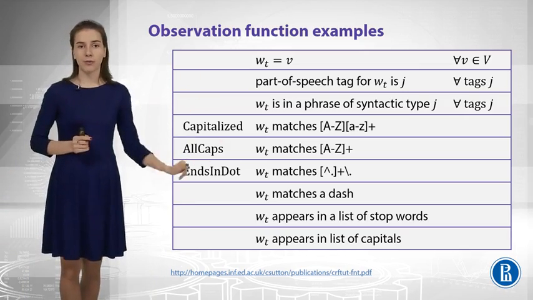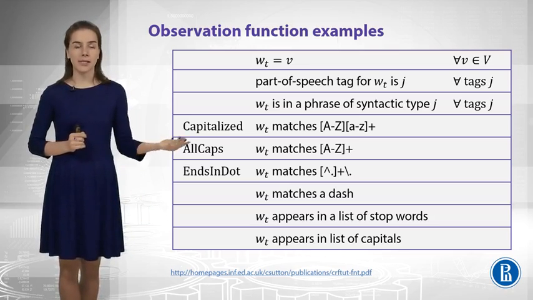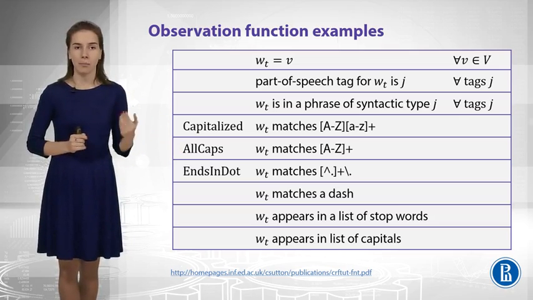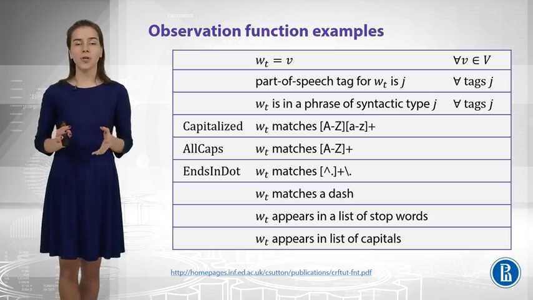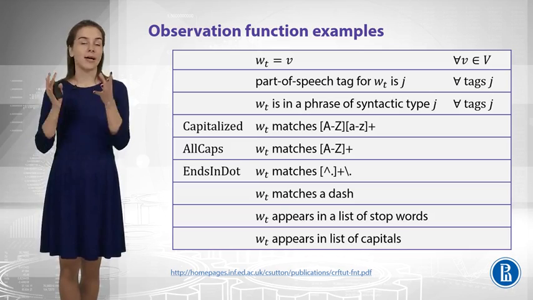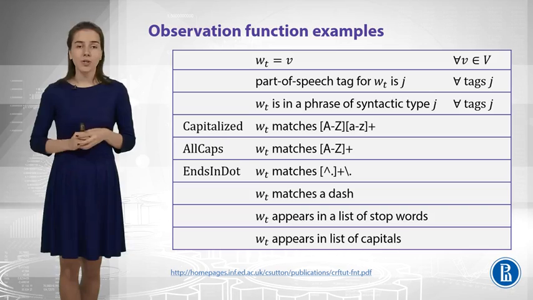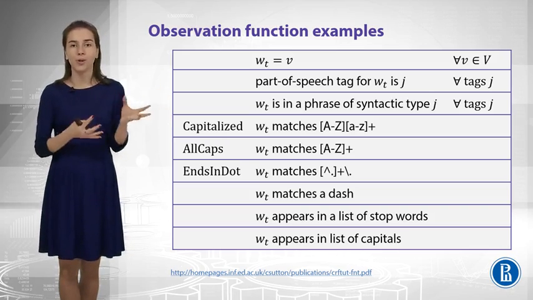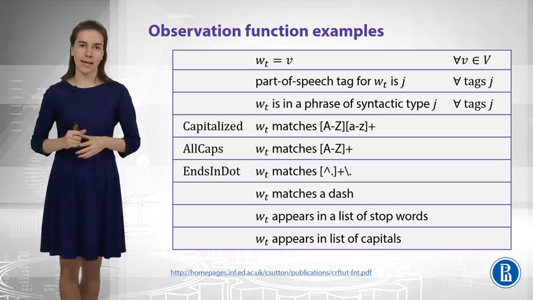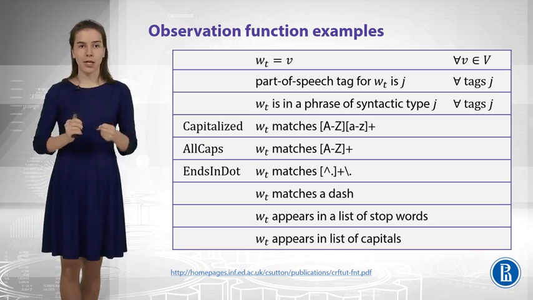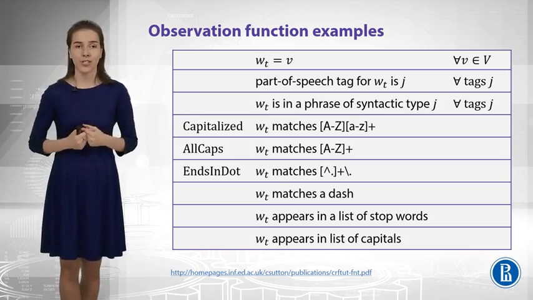And you can have lots of other ways to define your features. For example, you can check whether your word is capitalized, or whether it has a dash in the middle, or whether it consists only of capital letters, or whether it appears in some predefined list of stop words, or a predefined list of names. So actually, this is how your work would look if you decided to use CRF for some sequence tagging task. You would take some implementation and you would generate as many useful features as you can think about.